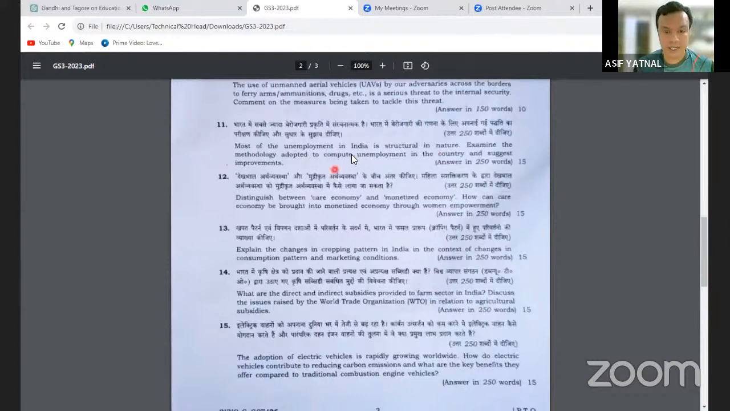Most of the unemployment in India, मुझे लगता है few days back only there was an article in Indian Express with respect to growth and development in India, right? उसमें लिखा गया था most of the unemployment in India is structural in nature, examining the methodology adapted to compute unemployment in the country and suggest improvement.